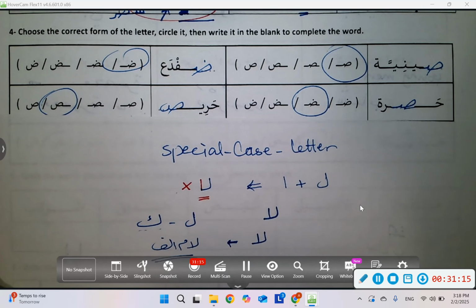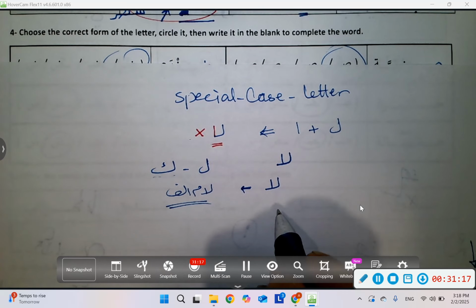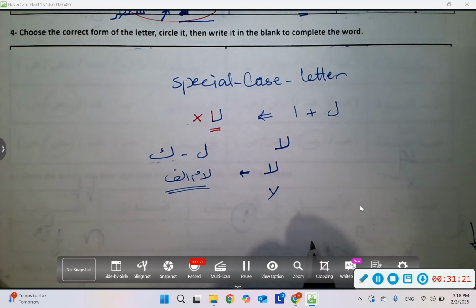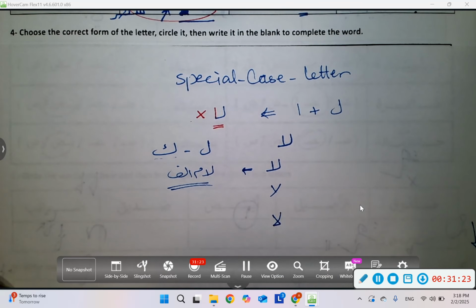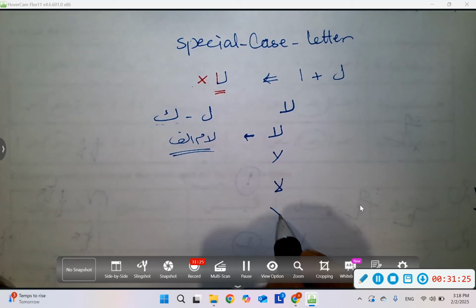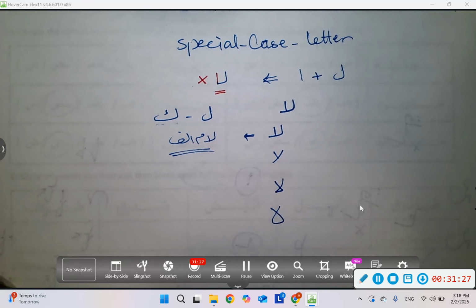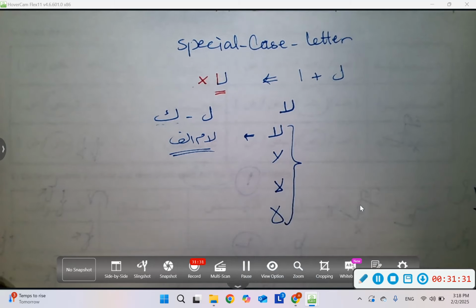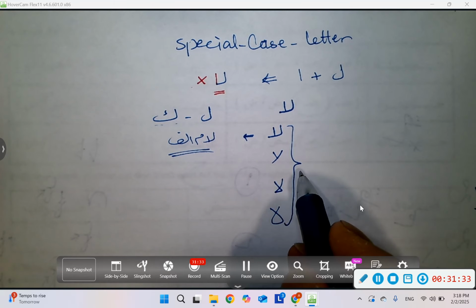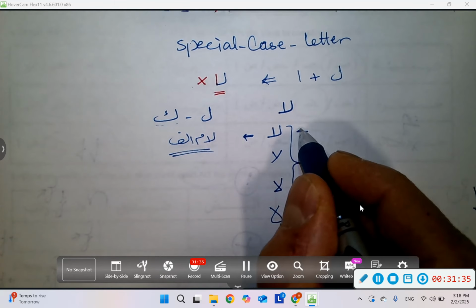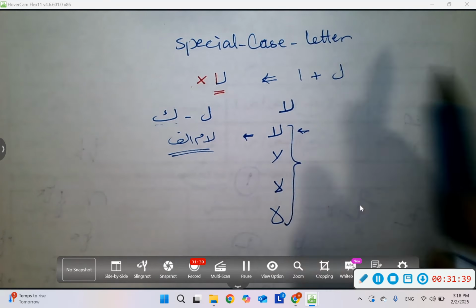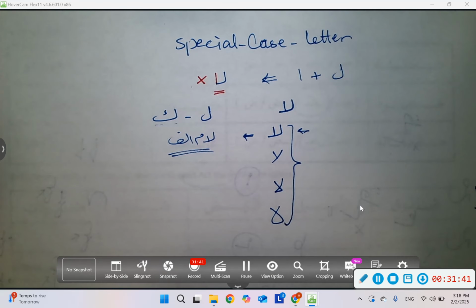So lam alif can be written in many different ways. It can be written like this. It can be written like this. It can be written like this. And like this. All these forms are expressions of this lam alif. We have other special case letters. We're going to talk about them later.